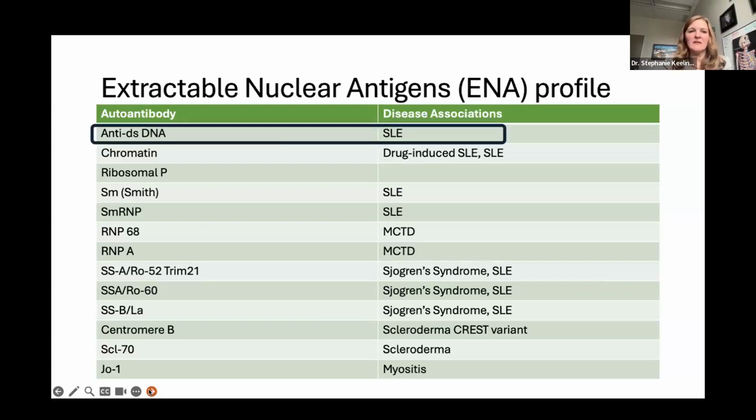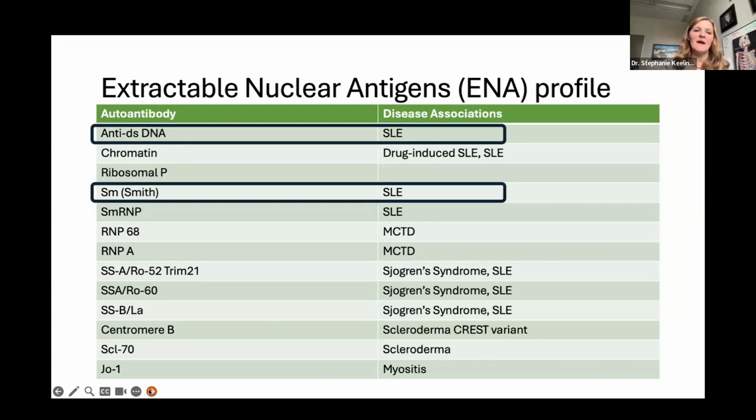So I wanted to just outline a couple things. The double-stranded DNA is a very specific test for lupus. If a patient has a positive double-stranded DNA, there's virtually nothing else this can be but lupus. So that I think is helpful. And also, if somebody is referred to us and they have a positive double-stranded DNA, they'll probably be triaged as higher priority just because that is so obviously lupus. Other ENAs that can be specific for lupus is this one here, anti-Smith.